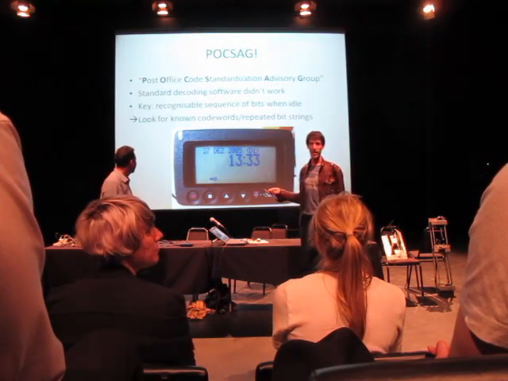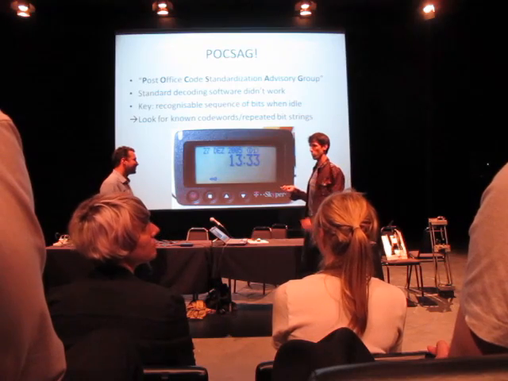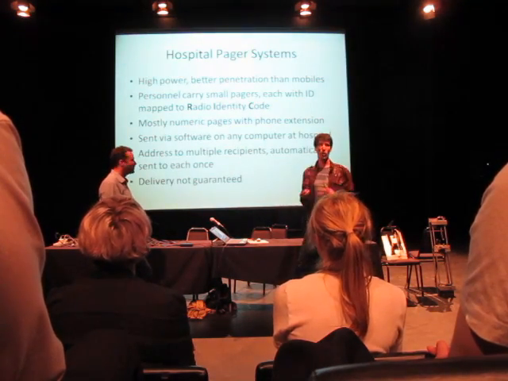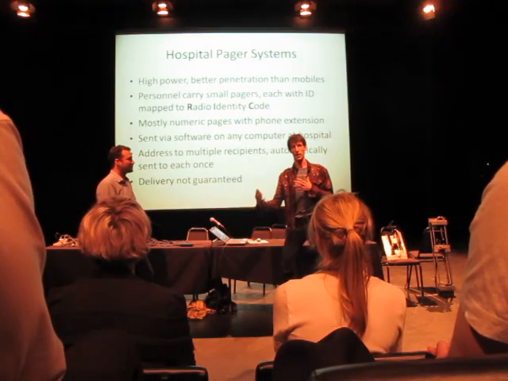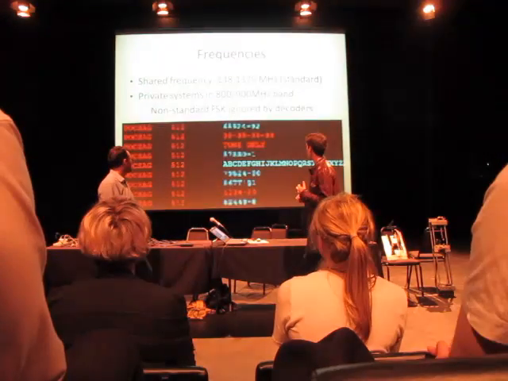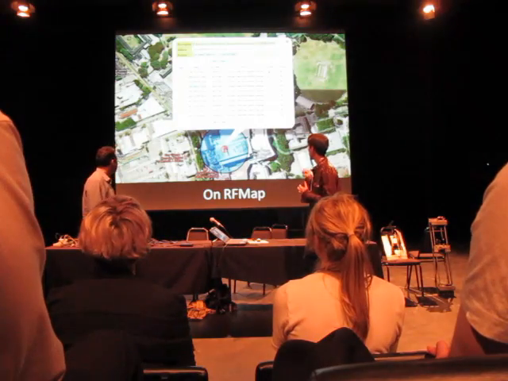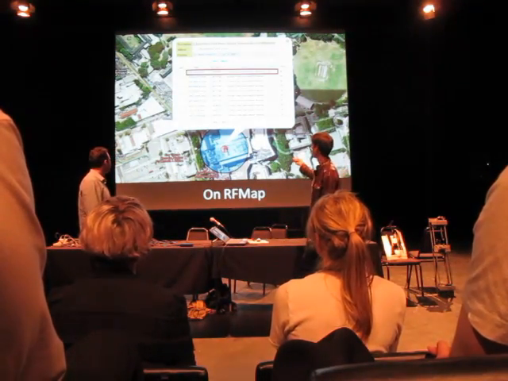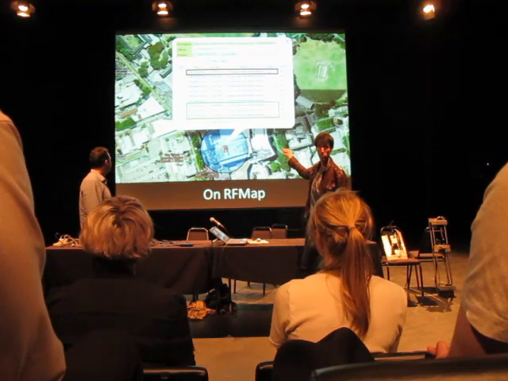So it turned out to be pages, and it actually turned out to be coming from the Royal Prince Alfred Hospital, and they use them there because the penetration is far greater than what cell phones can get. And this is actually what it looks like on RFMap if you were to put it in. This is RPA, and these are actually the frequencies. This is the standard pager frequency.